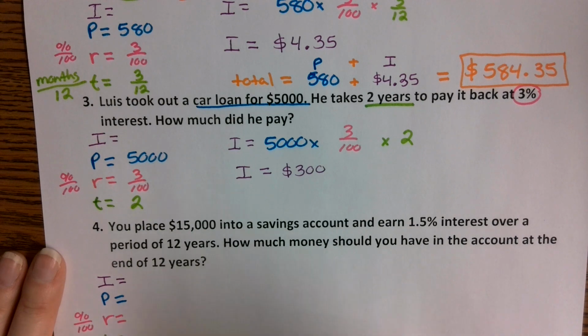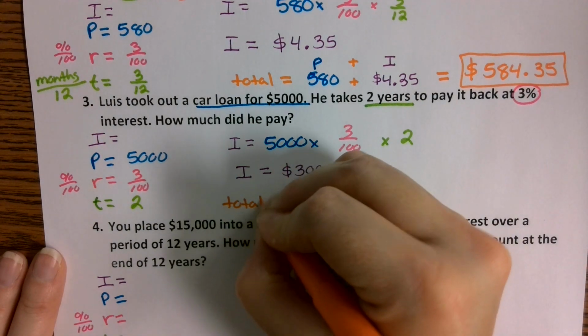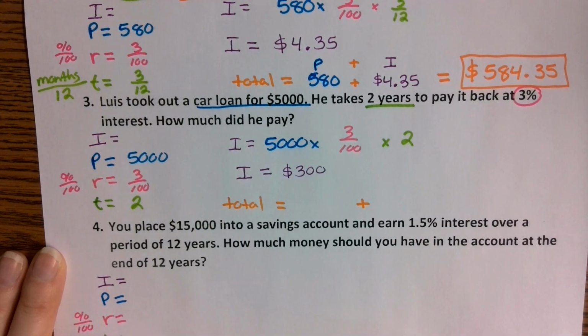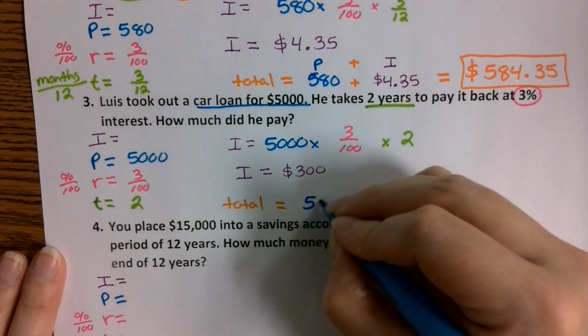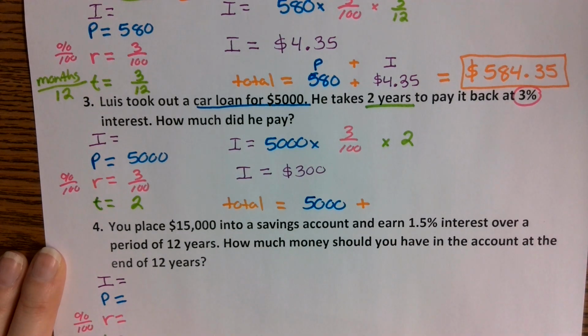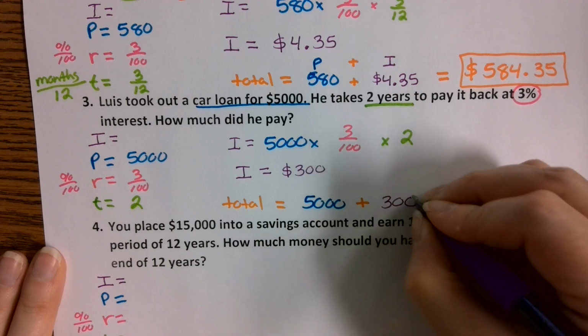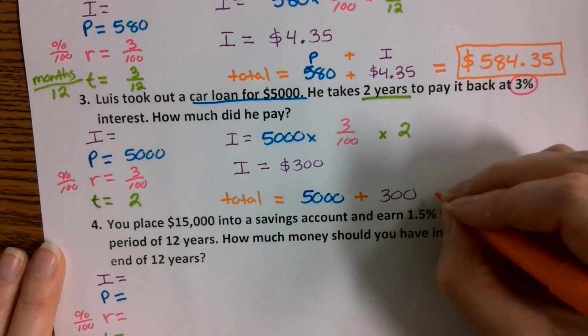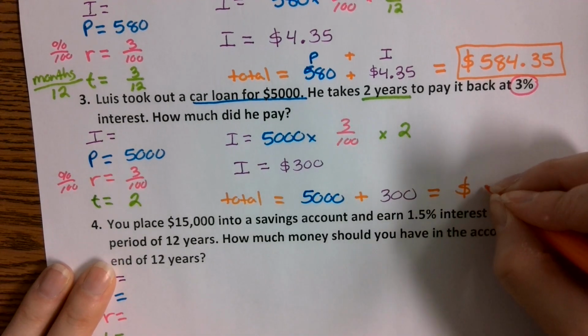Then we're just going to find the total. We're going to go ahead and combine the principal, which was 5,000, and that interest, which was 300. And that's going to come out to 5,300.